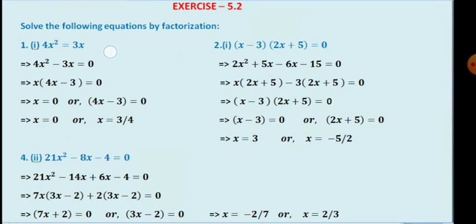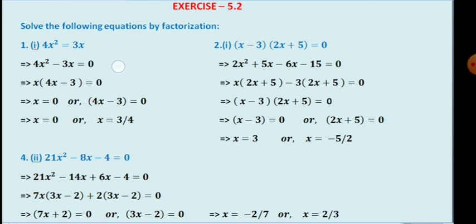Here we can solve this equation by factorization or as a quadratic equation, because we have both the terms in x, that is x squared and x both are present. So we can solve this equation. So what we'll do is 4x squared minus 3x equals 0.